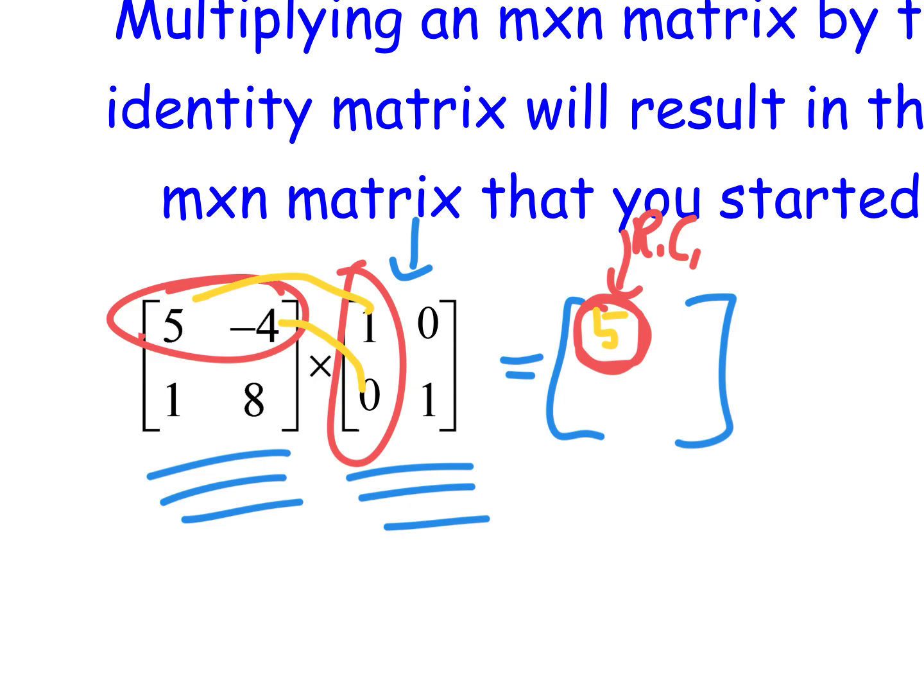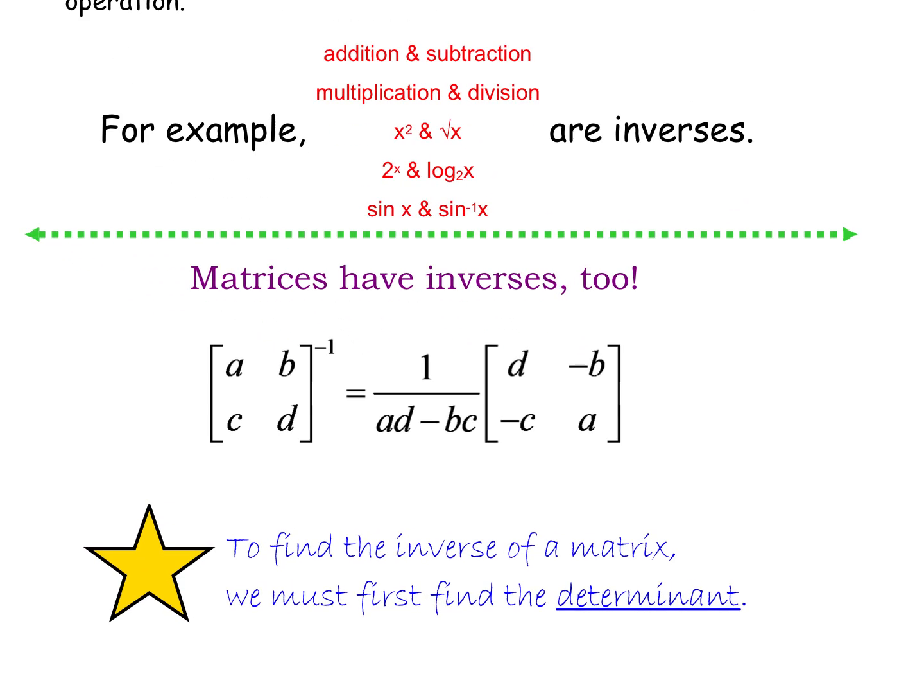And if you do this, you're going to get the original back. You're going to get 5, negative 4, 1, and 8. So that is like 1. All right, that's one little breakthrough. You've learned one of the 5 things I got to teach you today. All right, here's the next one.